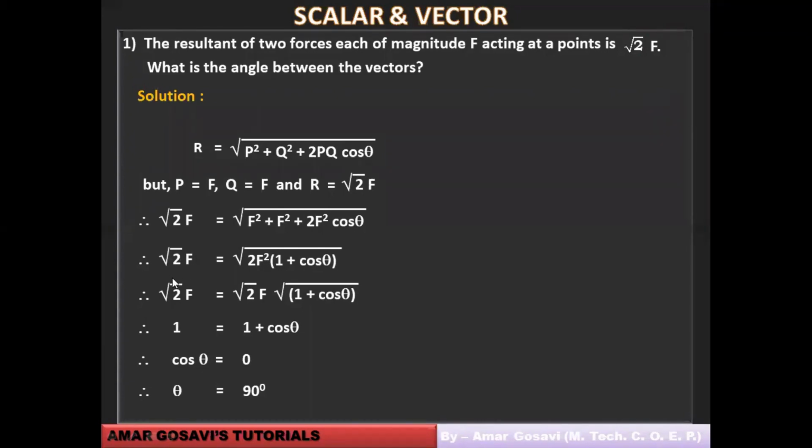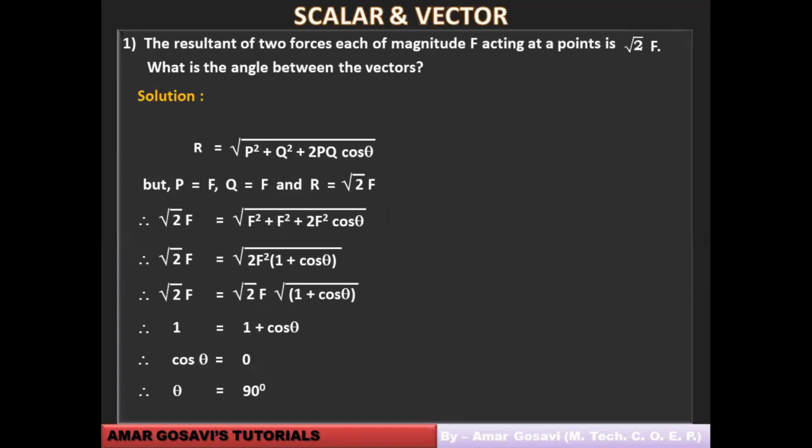You take the square root on both the sides, or you square both the sides in a way. This will be how much? Root 2f. Here also you take the square root, it will be root 2f. And what remains in the bracket is root of 1 plus cos theta. Alright, then what you can do is you can cancel root 2f from both the sides. So it will be 1 equal to root of 1 plus cos theta. Square both the sides. It gives you 1 equal to 1 plus cos theta. What does that mean? 1 minus 1, cos theta is 0.